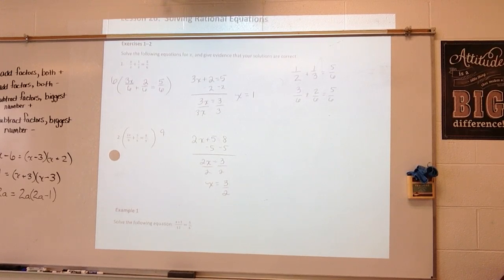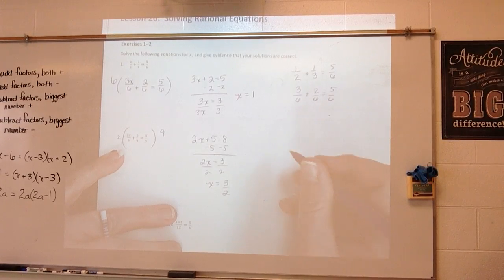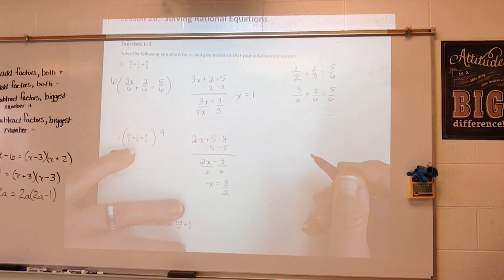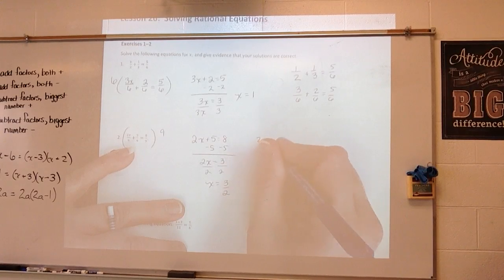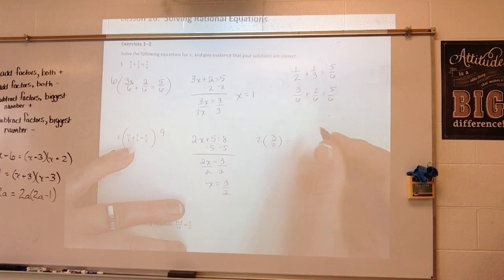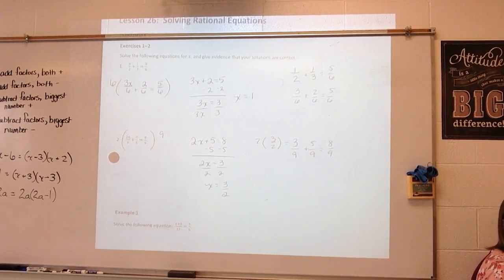Okay? So then I would plug that in. So 2 times 3/2. 2 times 3/2 is 6/2 or 3. So I have 3 ninths plus 5 ninths is equal to 8 ninths, which shows me that it is a valid solution. Okay? 2 rational expressions with the same denominator are equal if the numerators are equal.